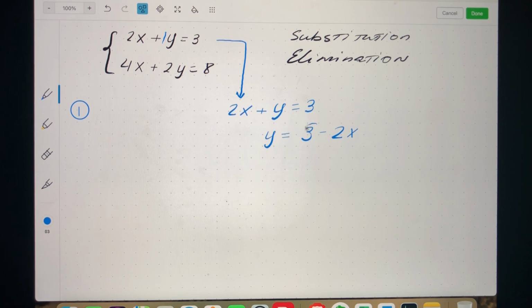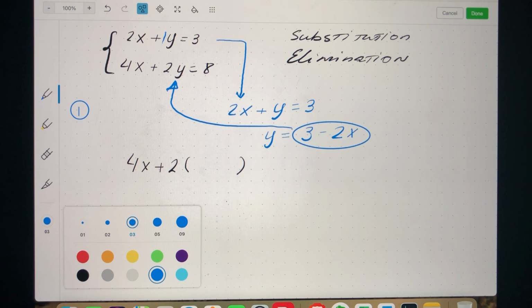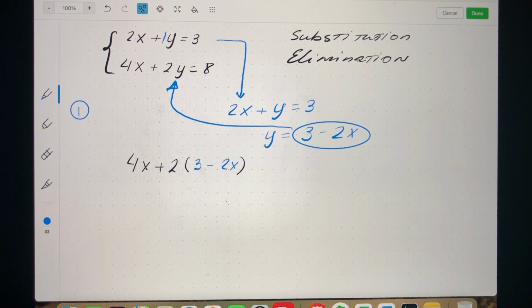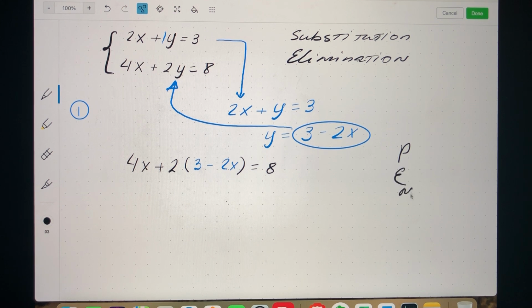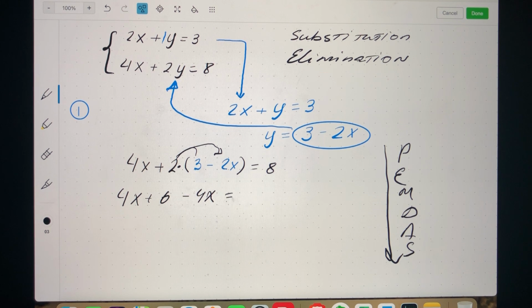So this is what y equals, and if that's what y equals, we can use it in our second equation in place of y. So let's do that. That makes 4x plus 2 times y, which is now going to be 3 minus 2x, and the rest of the equation is the same, equals 8. Now we follow the order of operations, PEMDAS, and we simplify everything that we see. So multiplying through, we have 2 times 3 is 6, 2 times negative 2x is negative 4x, equals 8.